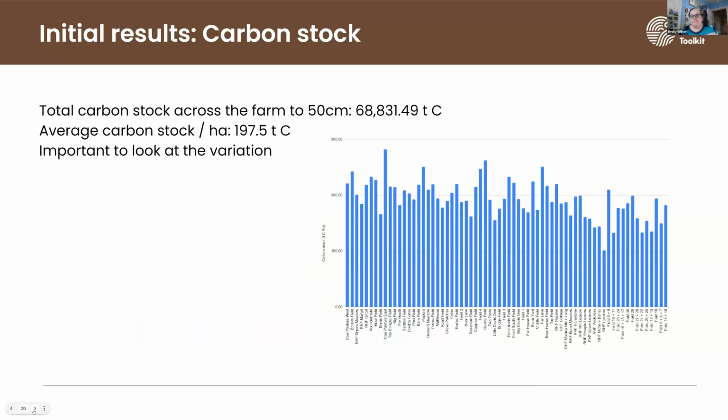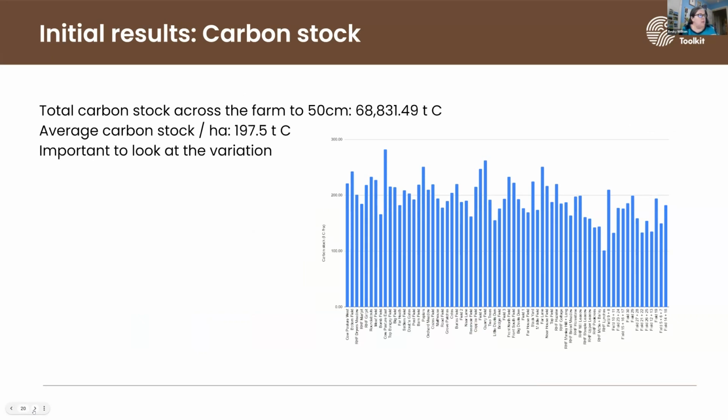Another way to think about it is that, again, we can look at it by land use type. But actually, this is an example here of a farm. So these are all the fields on this farm that have been looked at. Now, the total carbon stock, so the tons of carbon that this farm is holding on to across that farm to 50 centimetres, is a big bonkers number, 68,000 tonnes. Amazing. The average carbon stock per hectare is just under 200 tonnes.